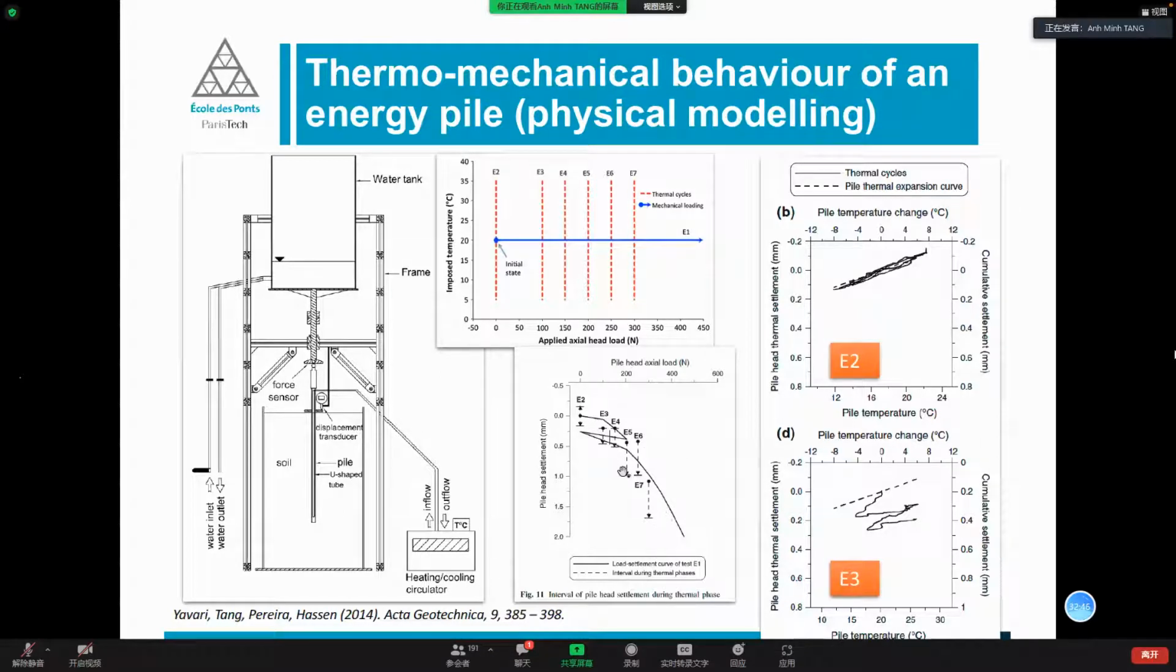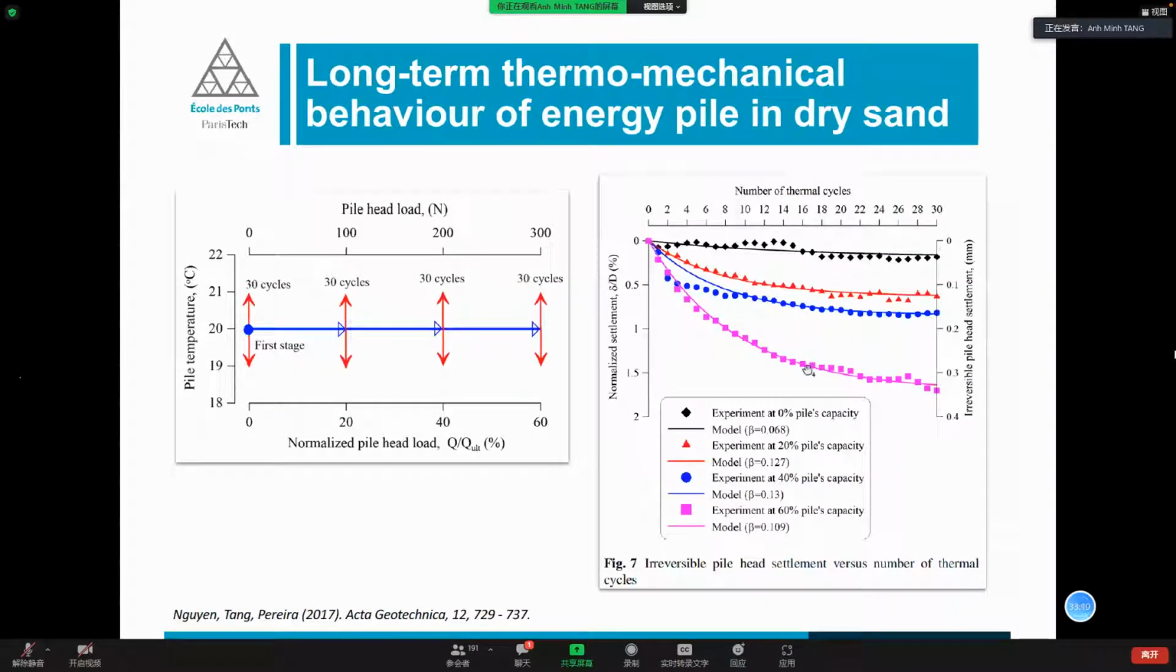So here is just a comparison between the mechanical behavior of the pile and the settlement induced by the thermal load, just for comparison. Here it's just the result for one or two cycles. Then we wanted to see what happens if we perform 30 cycles. One cycle normally can represent 1 year of a pile, that means heating during summer and cooling during winter. So we say, okay, if we perform a 20 year simulation, that means 20 cycles, what would happen?